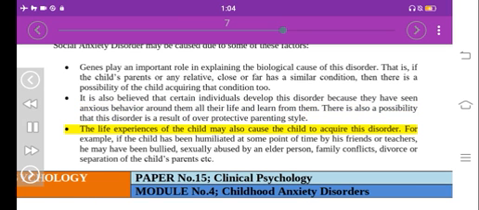The life experiences of the child may also cause the child to acquire this disorder. For example, the child may have been humiliated at some point of time by his friends or teachers, bullied, or sexually abused by an elder person, or experienced family conflicts, divorce or separation of the child's parents, etc.